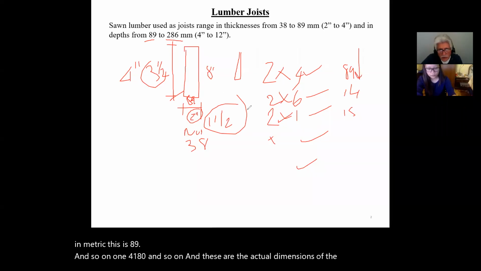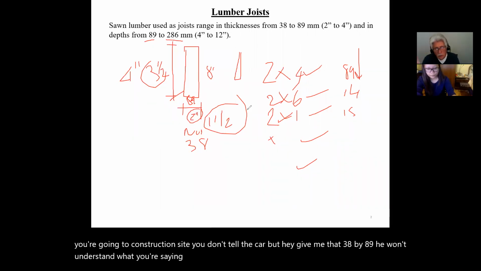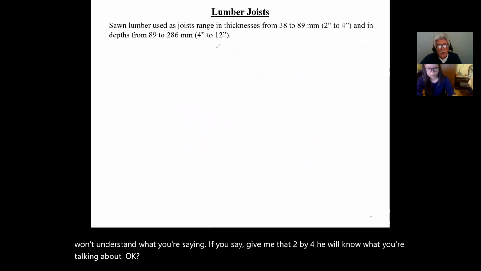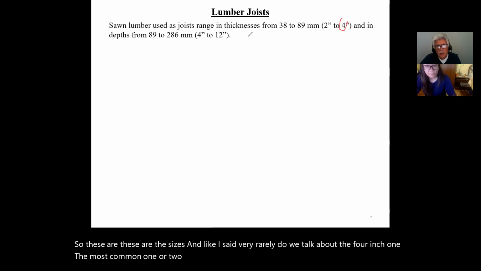But when you go on a construction site, you don't tell the carpenter, hey, give me that 38 by 89. He won't even understand what you're saying. If you say, give me that 2 by 4, he'll know what you're talking about. Okay. So these are the sizes. And like I said, very rarely do we talk about the 4-inch one. The most common one are the 2-inch width by the depth.